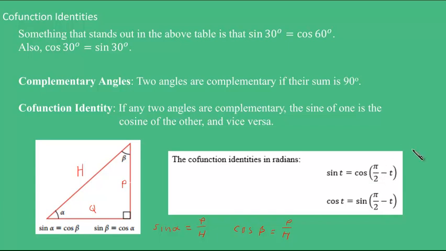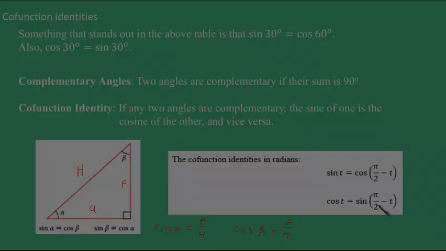So the complement of 30 is 60. The complement of 20 is 70. The complement of 85 is 5. The complement of 2 is 88, and so on. Sine of an angle is equal to the cosine of its complement. The cosine of an angle is equal to the sine of the complement. So don't memorize these things by rote. Make sure you understand the meaning.